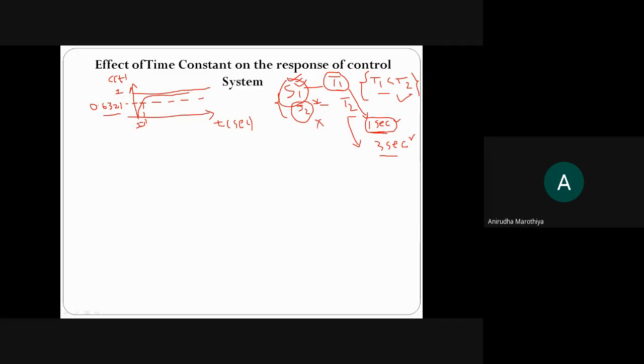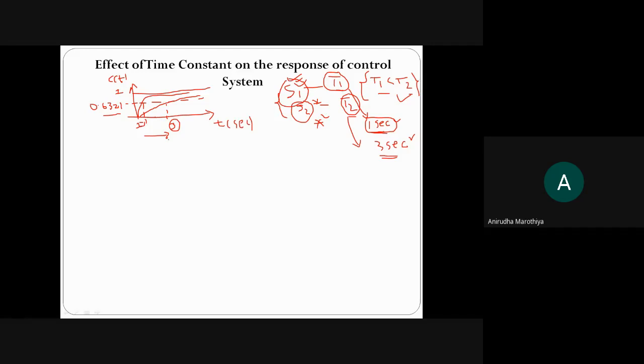But if you try to plot the response of second system, if you see the time constant of your second system, it is nothing but 3 seconds. That means this particular system will take 3 seconds to reach the same particular value. So here if you have 2 and here if you have 3, the response is something like this. So here if you draw, system number 2 will take 3 seconds to reach the same value.